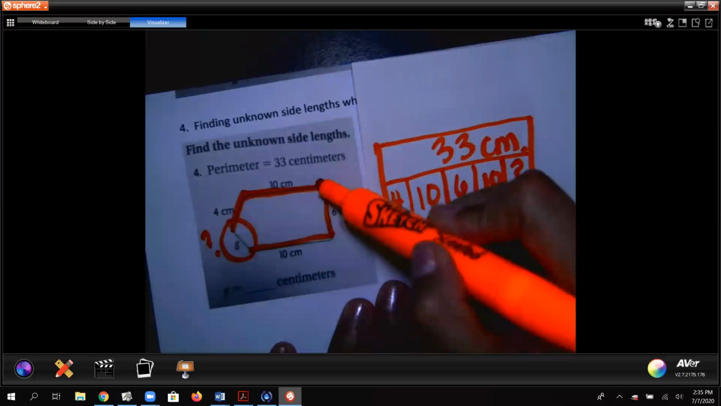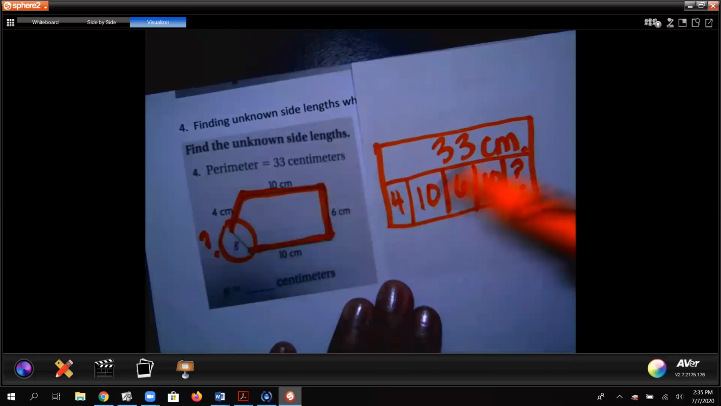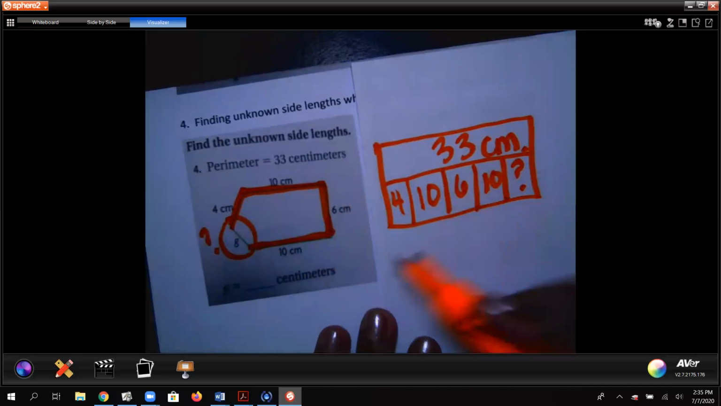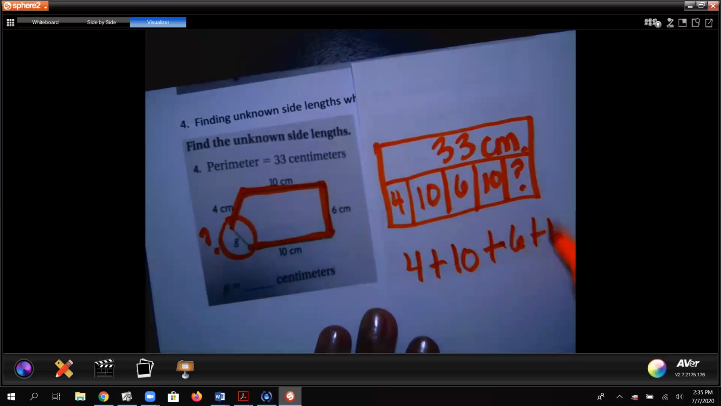1, 2, 3, 4, 5. There's 5. I have to make sure we have the same amount of parts. We know 4 of them. We don't know 1 of them. Okay. Now we add what we have together. So we're going to add 4 plus 10 plus 6 plus 10. And that gives me 30. Because 10 plus 10 is 20. 20 plus 6 is 26. 26 plus 4 is 30.